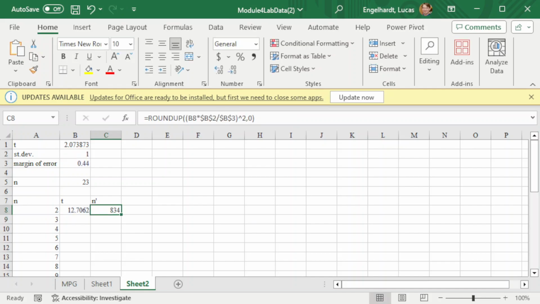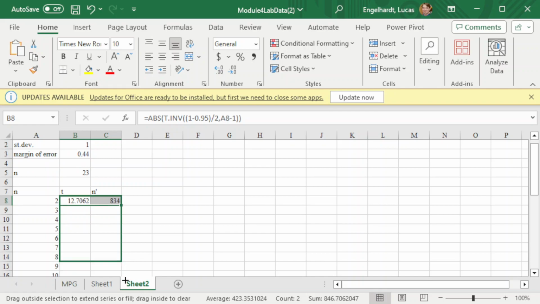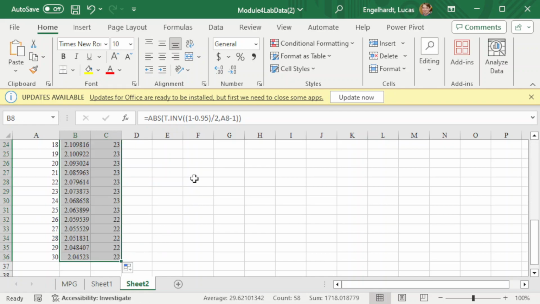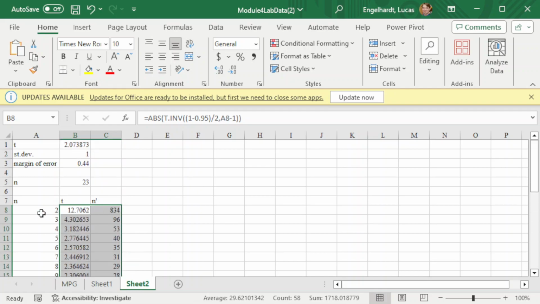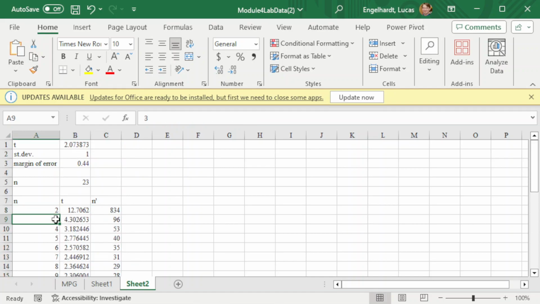Okay, there we go. So this is saying if I start with a sample size of 2, then the sample size should actually be 834. So clearly not consistent. Then we can just take this and copy it down. I highlighted both of these and I'm going to select here. You'll see your cursor change to what looks like a black cross, and then drag it down to fill in our table. What we are looking for is where the n and the n prime are the same number.